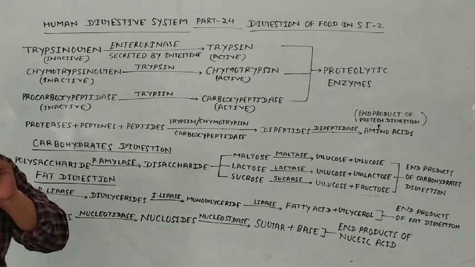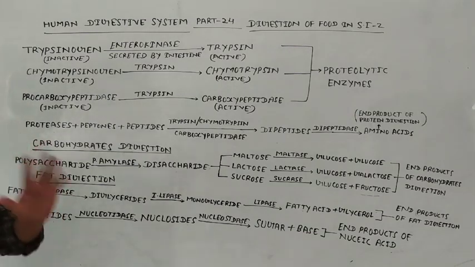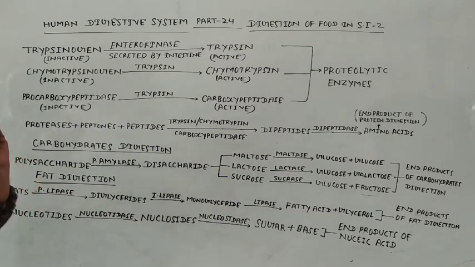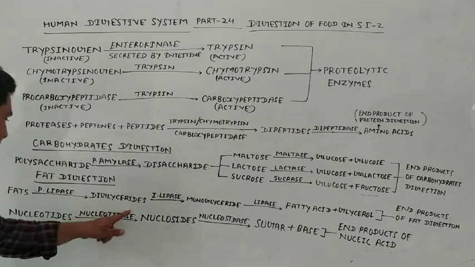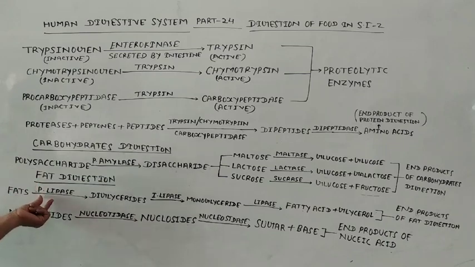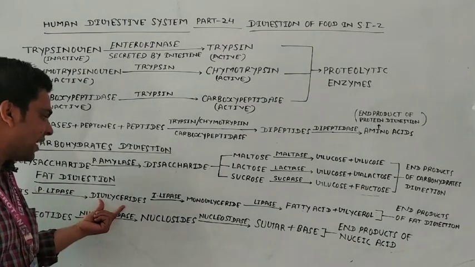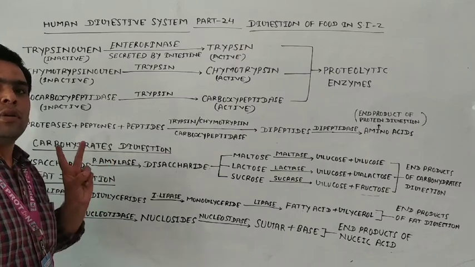In our previous video we have already discussed this process, so don't be confused, don't forget this thing. First of all, fat molecules convert into diglycerides in the presence of pancreatic lipase. P indicates pancreatic lipase, an enzyme found in our pancreatic juice. So students, pancreatic lipase converts large molecules of fats into diglycerides, 2 units of fat.